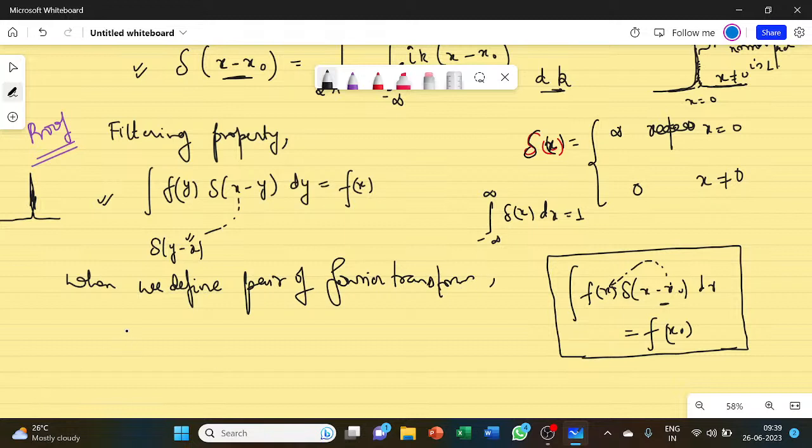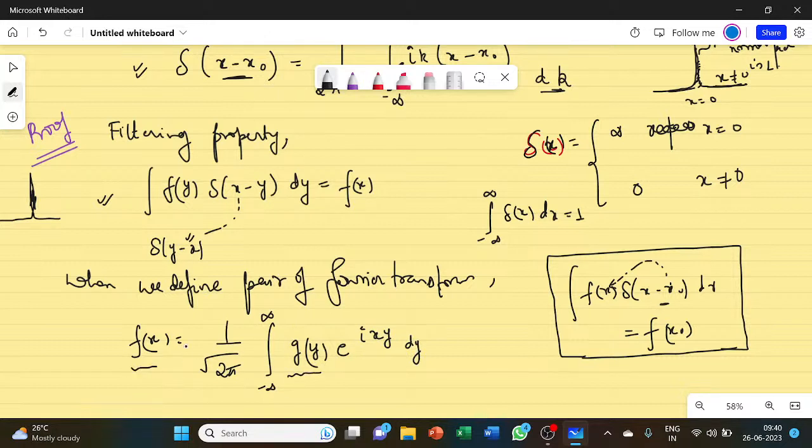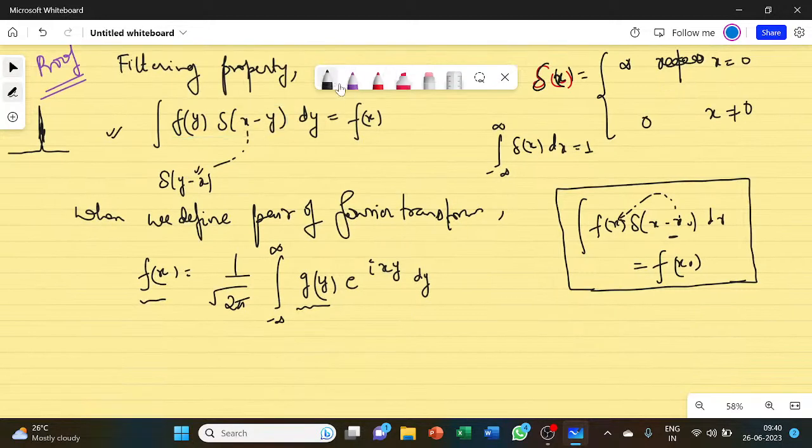For example, if I want to write in terms of x and y only, I will simply write f of x, and instead of writing k, I will use y now. So this is 1 upon root 2 pi, integral from minus infinity to infinity, g of y e to the power iota x y, and then dy. So basically, g of y is the Fourier transform of f of x, and this is the inverse Fourier transform.